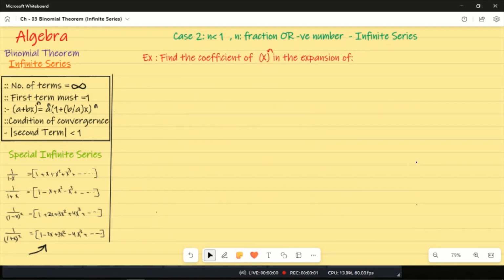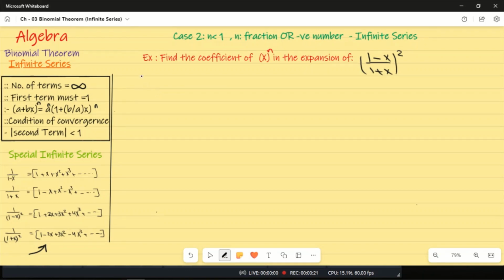Okay, find the coefficient of x power n in the expansion of, here we have 1 minus x by 1 plus x squared.